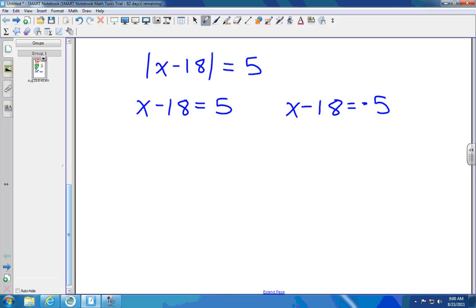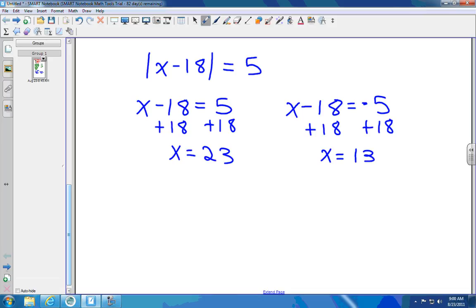And you're going to do the same step here. What are we going to do to that? Well, it's negative, so you're going to add the 18. So x equals what? 23. You're going to do the same step over here, add 18, but your answer is going to be different. What? 13. So you get two answers. That's the only difference in this section. You have to split it into two since it's absolute value. Okay?